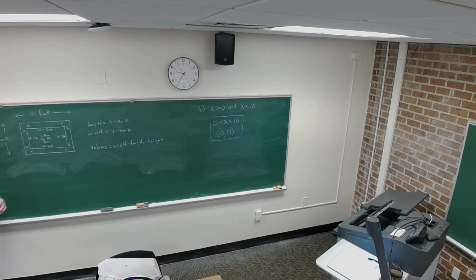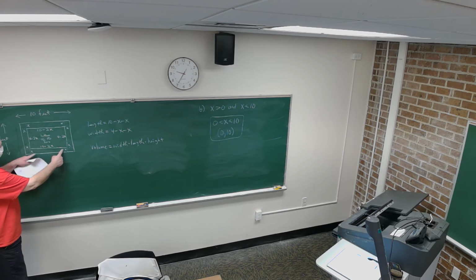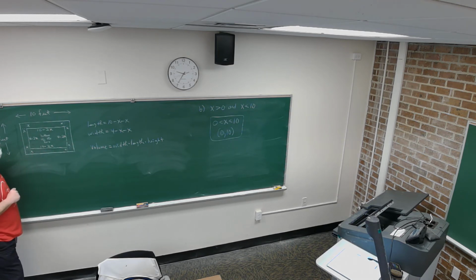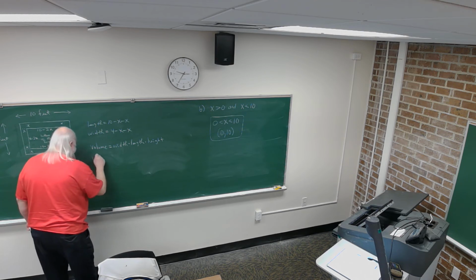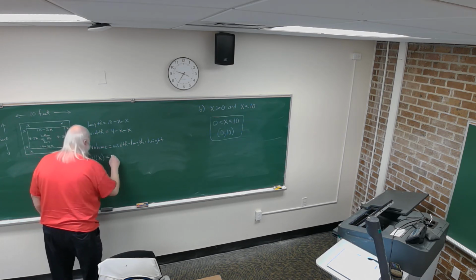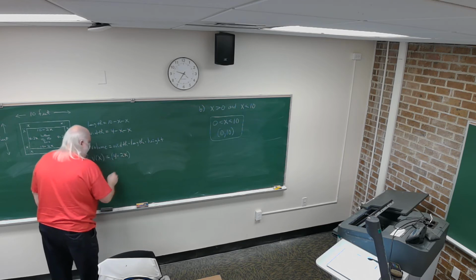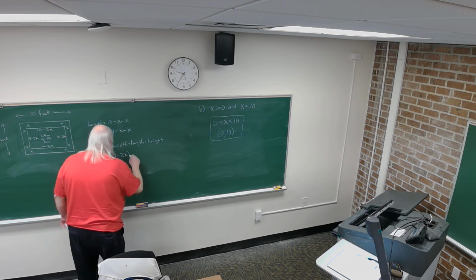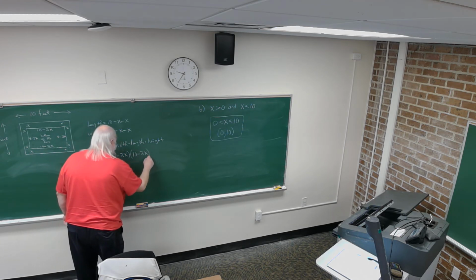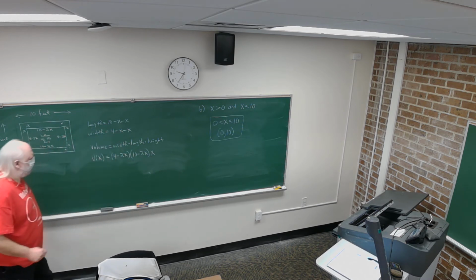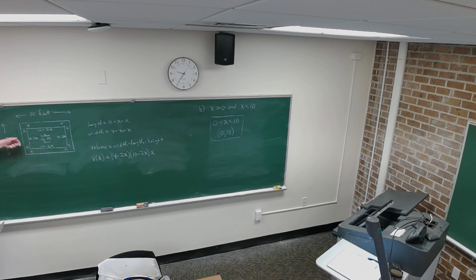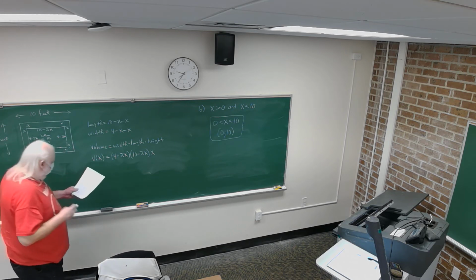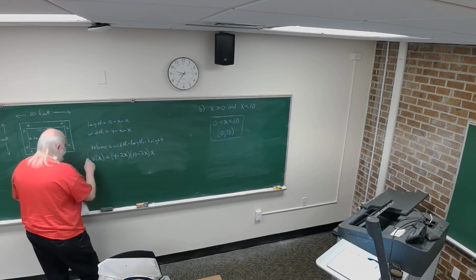And so the width of the bottom of the box is 4 minus 2x. The length of the bottom of the box is 10 minus 2x. And the height of the box is the width of each of these flaps, x feet. So we have volume is equal to width, which is 4 minus 2x, times length, which is 10 minus 2x, times height, which is the width of the flaps, which is x. And we're done.